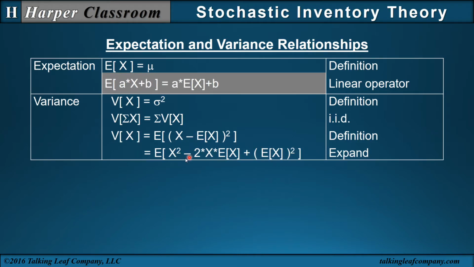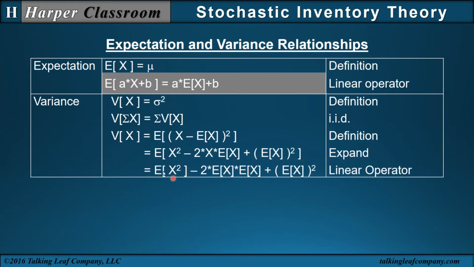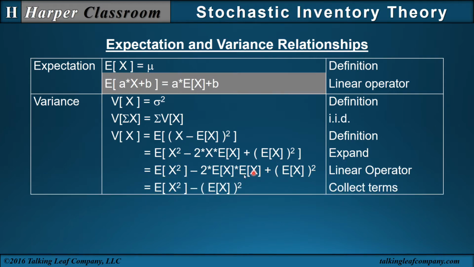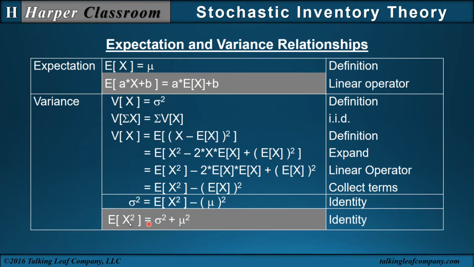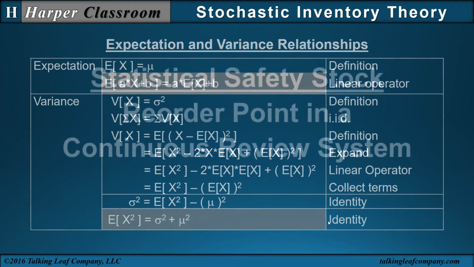If I expand this and square it, and then the expectation is a linear operator, pass it through, then notice I have the expectation of x squared minus 2 times the expectation of x, and the expectation of x is just a constant. So I can combine these terms, collect the terms, and then I have the variance, which is sigma squared equals the expectation of x squared minus mu squared, or the expectation of x squared is the sum of the variance and the square of the mean. And we'll use these identities in the derivations in this video.